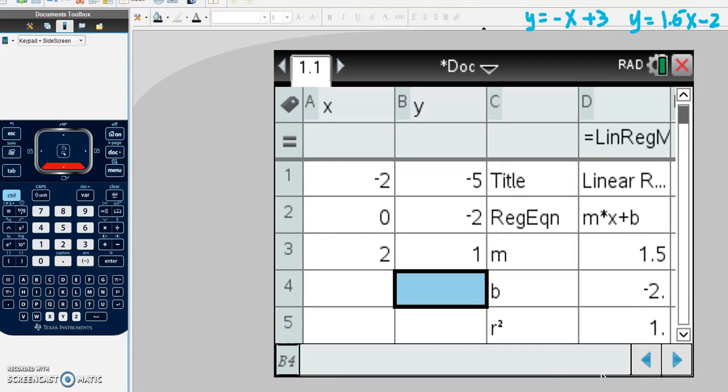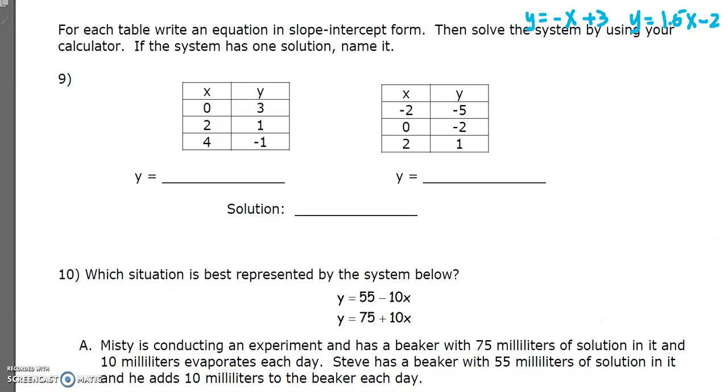So again, let's flip back over. Okay, so let's put those in the appropriate spot. So we have y equals -x plus 3 and y equals 1.5x minus 2. So let me get that off of there.